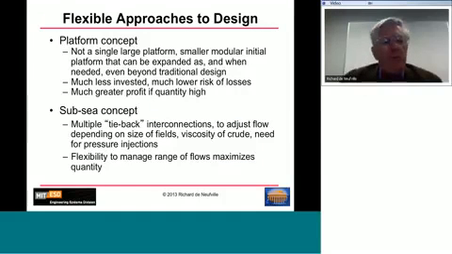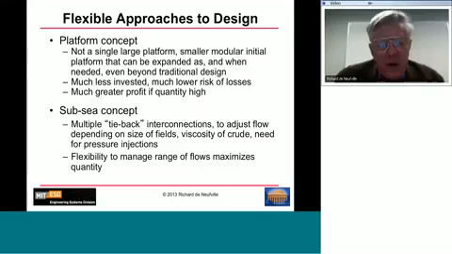So what is a flexible approach to design here? Well, instead of having a single large platform, we can think about having smaller initial platforms that can be expanded, or the capacity can be expanded when and as needed. That is, we can locate them in different places, we can build them up when we want them. And by building them smaller, we have much less invested at the beginning. That is, until we actually know what's down there, we haven't built a big, large platform.